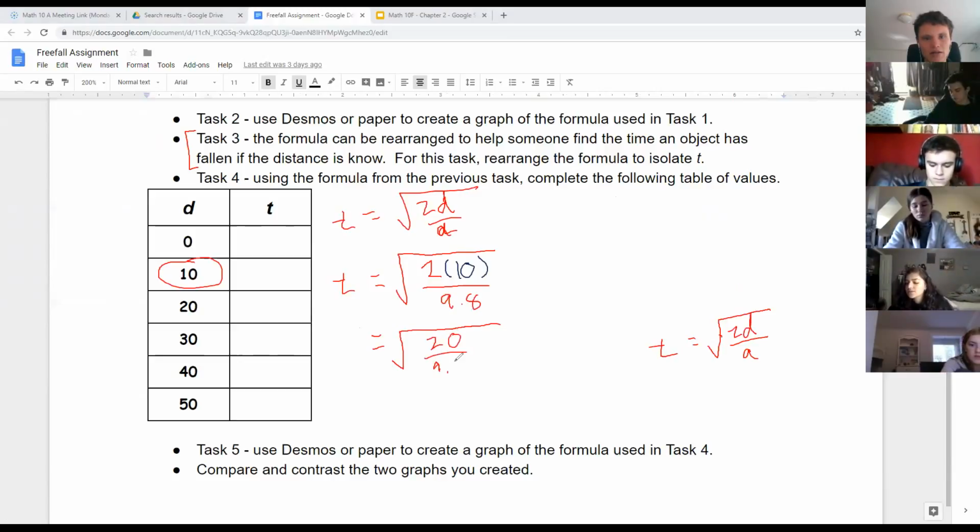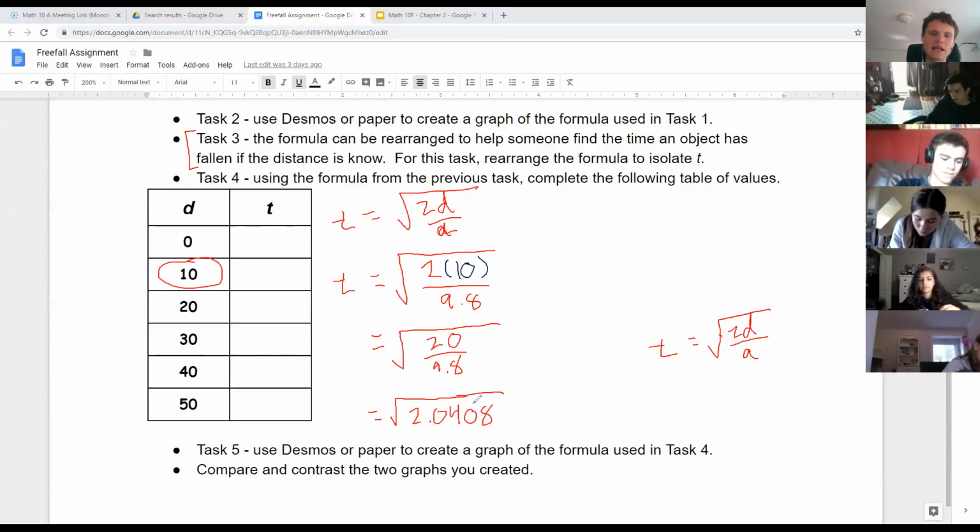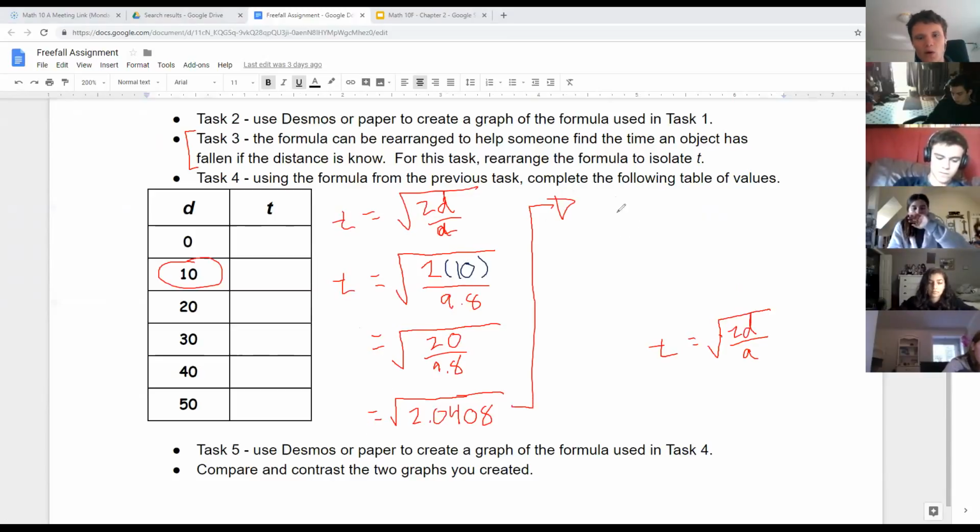It is 2.0408. Right now, this is too many decimal places, but it is nice to keep those decimals around until your very final answer, right? Then we can find the square root of that, which is about 1.4, isn't it? T equals about 1.4. I think just one decimal is fine. So that's 1.4 seconds.